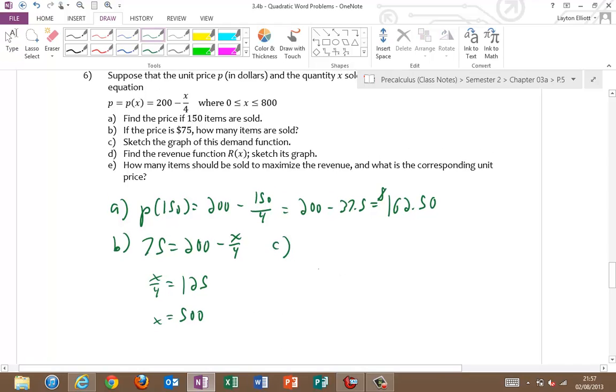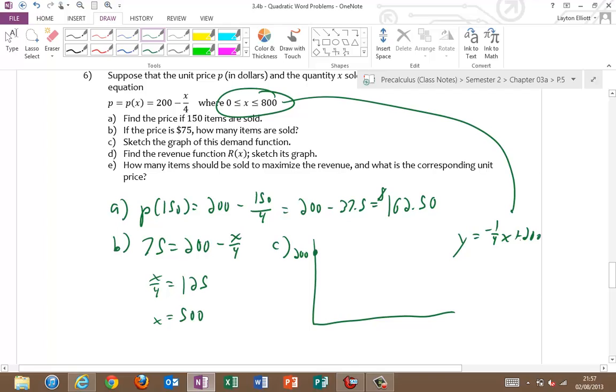Sketch the graph. Okay, that's not too hard. What do I know about this? I know it's a line. You guys should see that as y is equal to negative 1/4 x plus 200. So if we're going to sketch, I have a y-intercept of 200. And I have an x-intercept of, do we know what the x-intercept is? No. So let's do it.